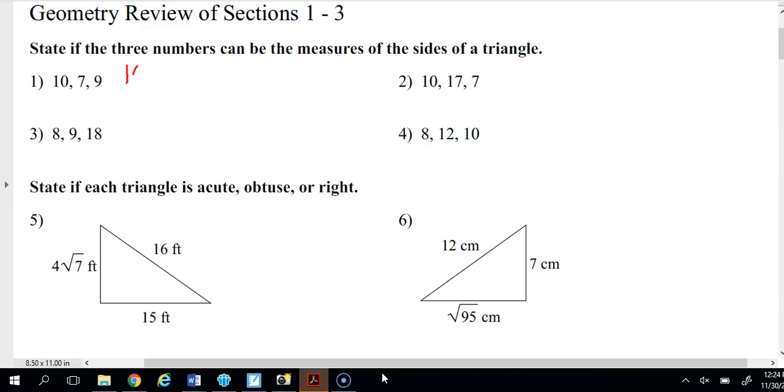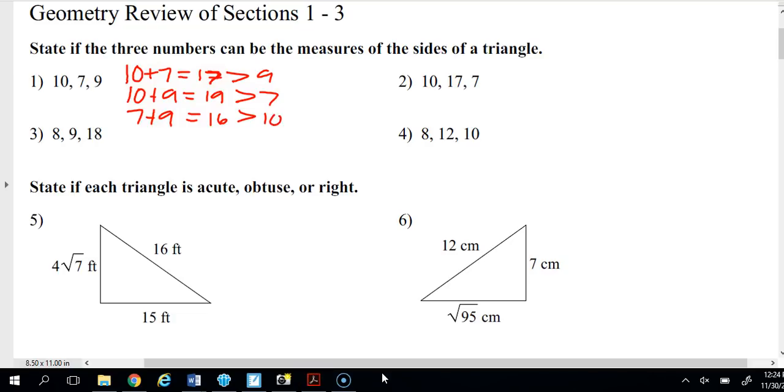So we've got 10 plus 7, that is 17, and that is greater than 9. So 17 is greater than 9, so that one is true. 10 plus 9, that's 19, and 19 is greater than 7. Then we've got 7 plus 9, that's 16, and 16 is greater than 10. So we can make a triangle out of those three sides.